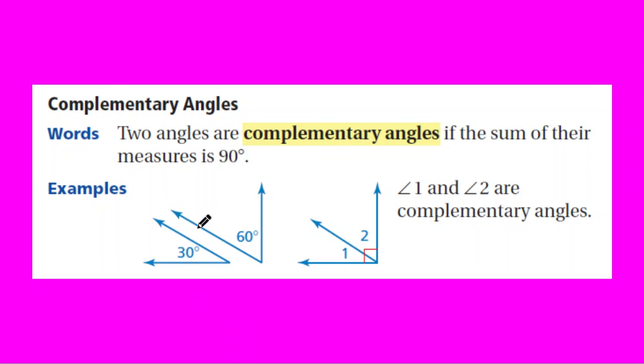So in this first example, we have 30 and 60. If we added those together, 30 plus 60, that would give us 90 degrees. So that means they are complementary.